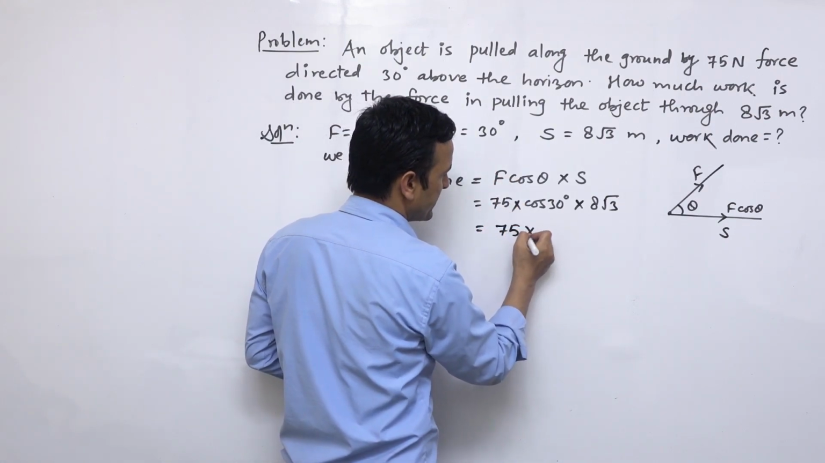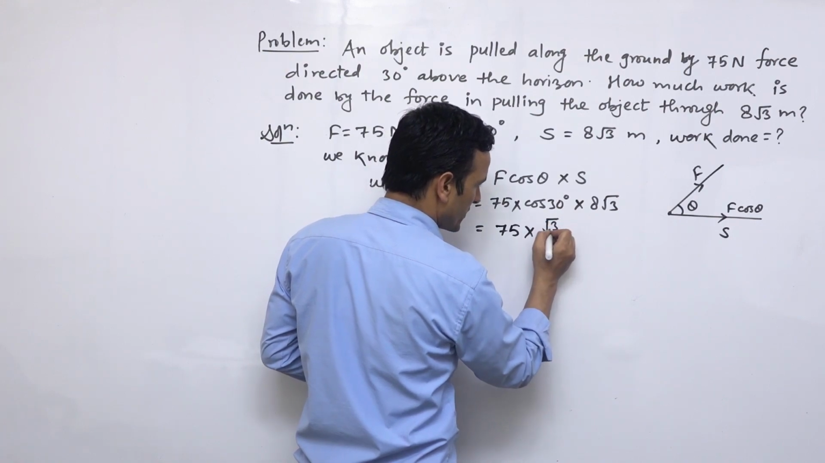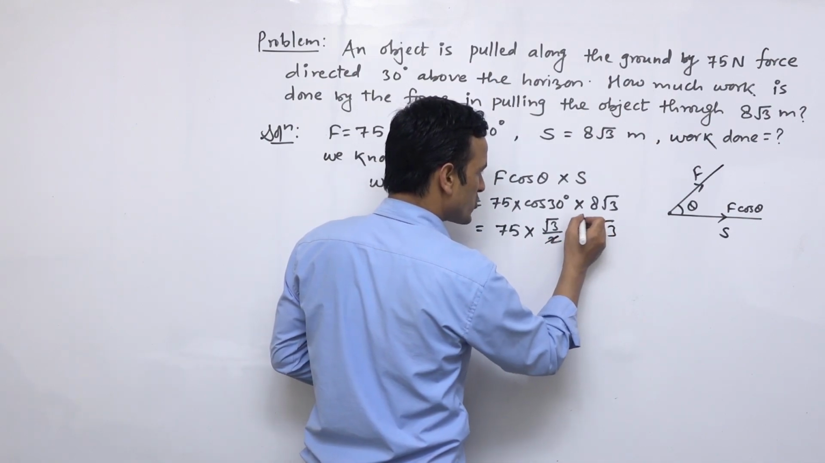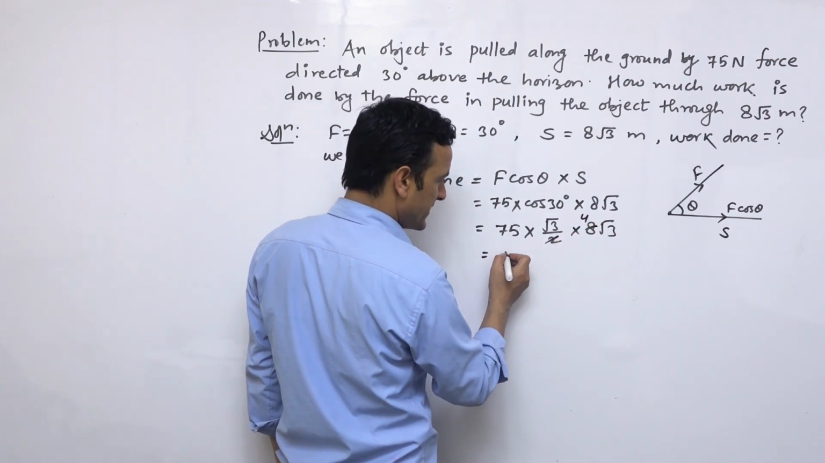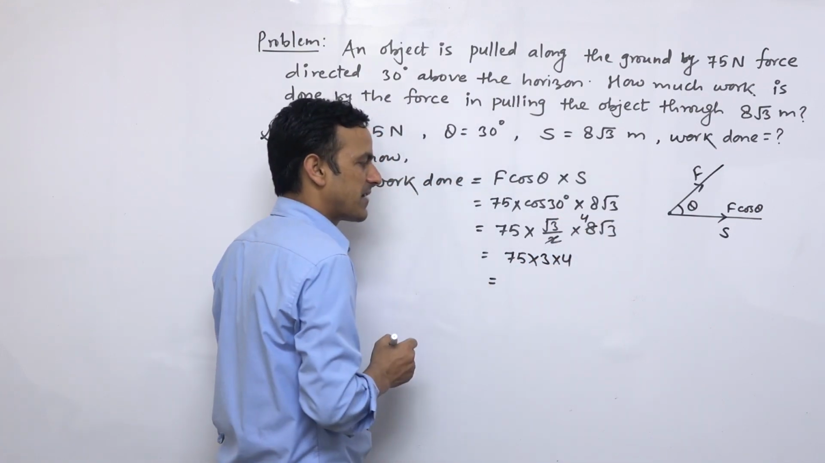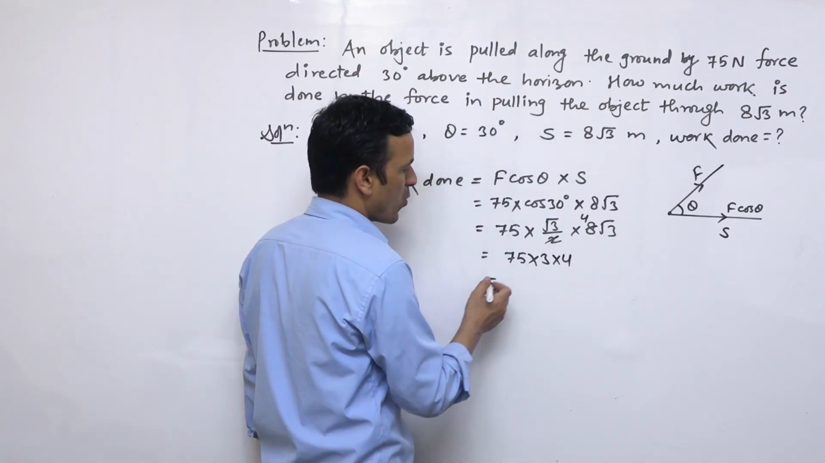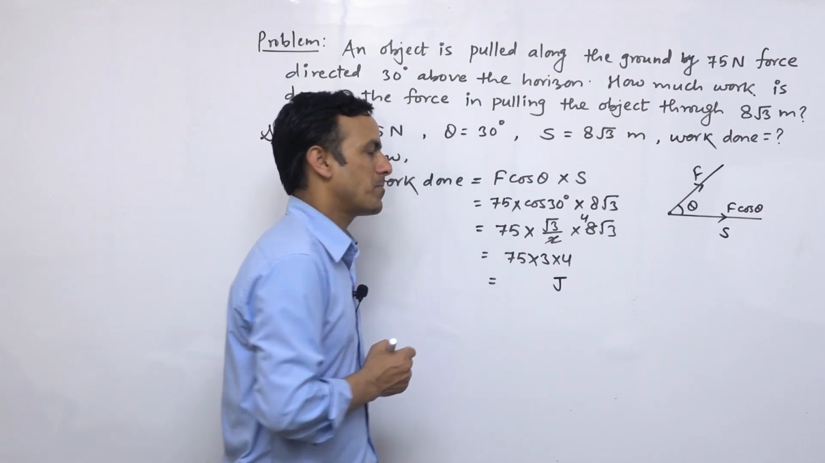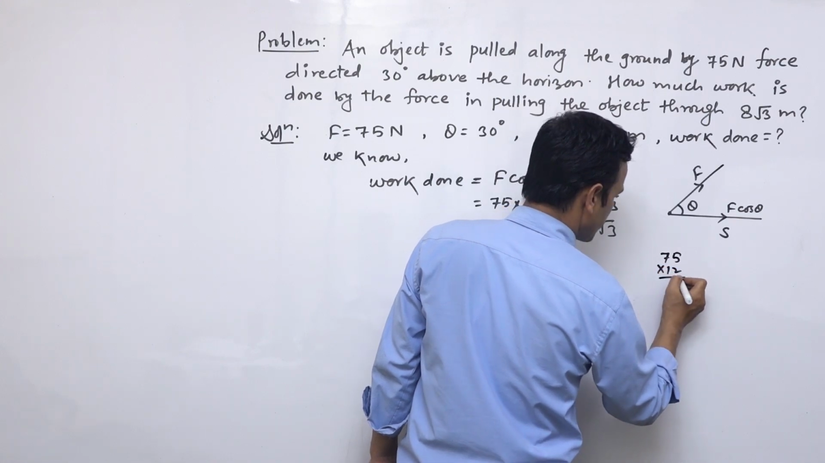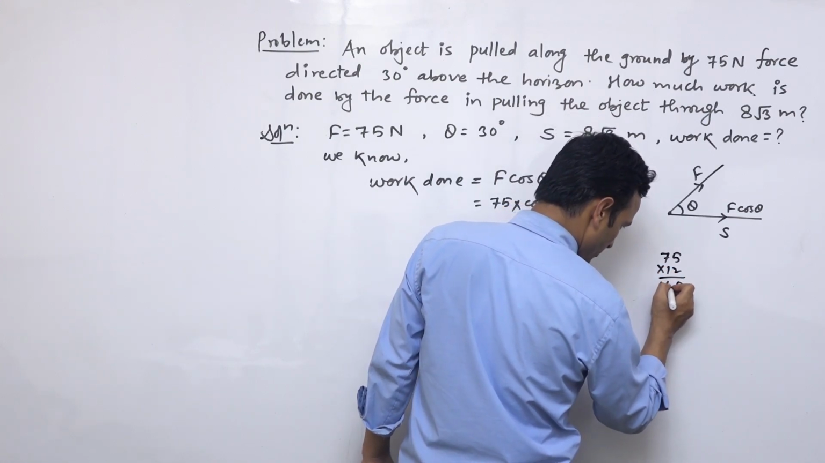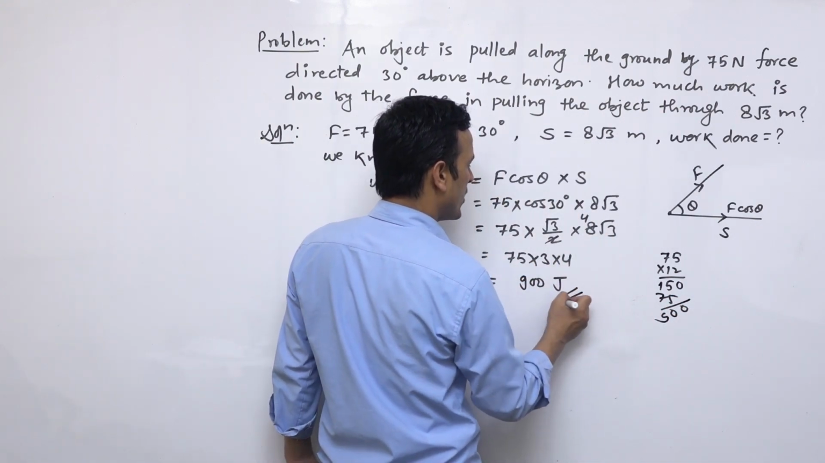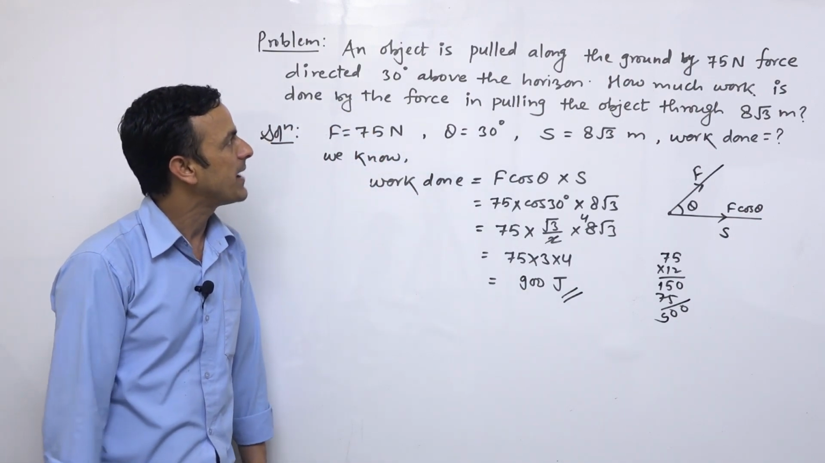So it is 75 cos 30, which is root 3 upon 2, times 8 root 3. Now we can cut down these two 2s, and 75 into root 3 into root 3 means it is 3 into 4. So after multiplying all the values, we get the required joule. Work done is measured in joule. So multiplying this, 75 into 12. So 2 5s are 10, 2 7s are 14, 1 is 15, 75, 0, 0, 9. 900 joule of work is done by this object.